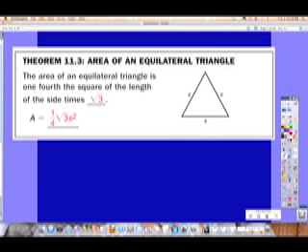It's like this. Everything's getting multiplied, so it's 1/4 times the square root of 3 times side squared. So if you want to break it down so you remember, go for it.